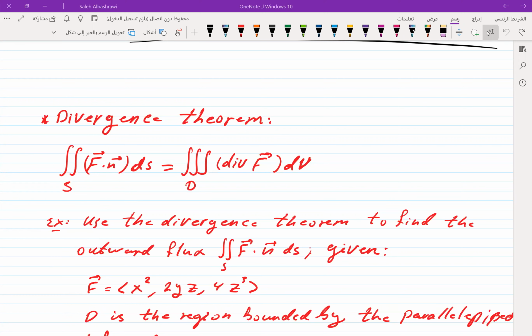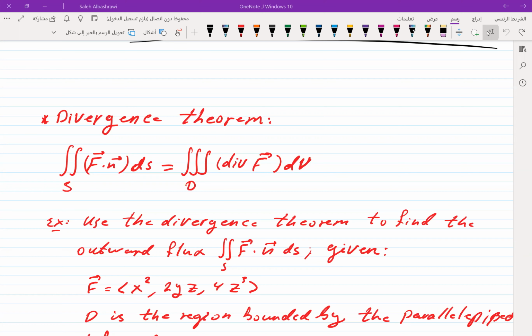Welcome to the third part of this topic, which is the divergence theorem. We say that the divergence theorem is a theorem that relates the flux to the triple integral, or volume integration. Surface integral to volume integration, providing that the three-dimensional region space is closed and with smooth boundaries, or you can say surfaces.